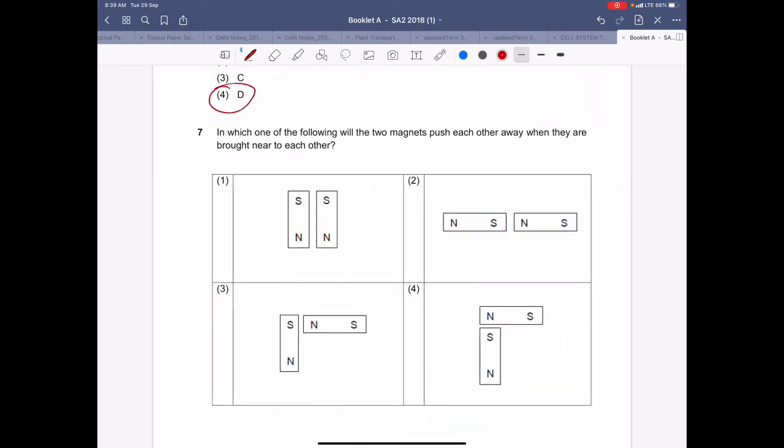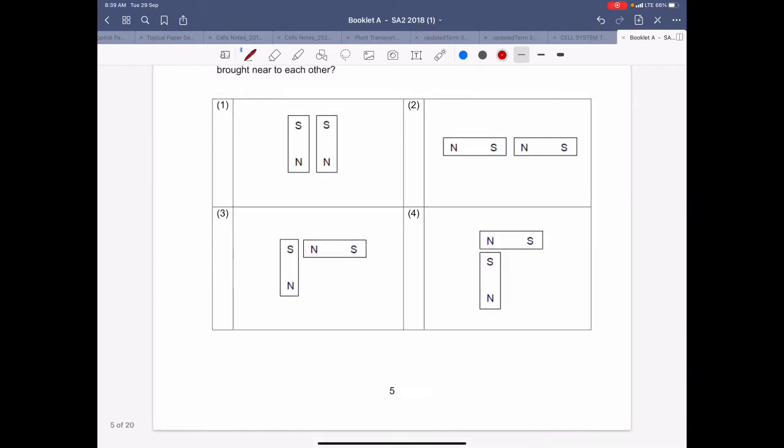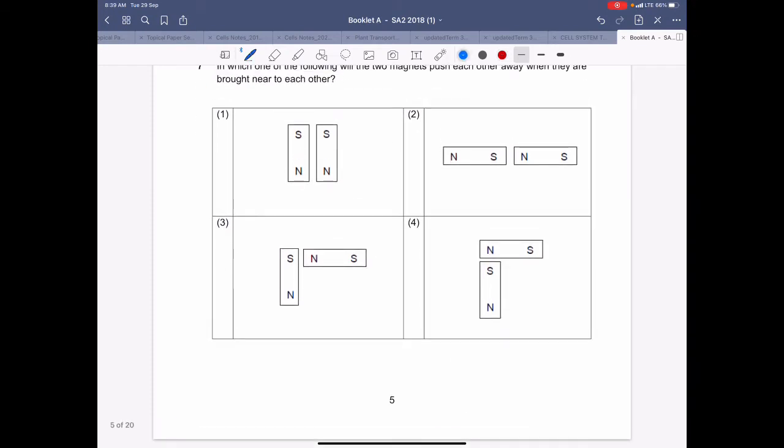Which one of the following two magnets will push each other away when they are brought near each other? Straight away, your topic will be what? Magnet. Forces of magnet, and then after that your concept should be like and unlike poles of magnets.